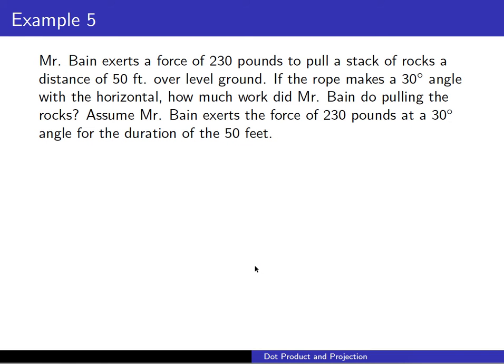So Mr. Bain exerts a force of 230 pounds to pull a stack of rocks a distance of 50 feet over level ground, because he's strong like that, of course. If the rope makes a 30-degree angle with the horizontal ground, how much work did Mr. Bain do pulling the rocks? A lot more work than he normally does, I can tell you that much.